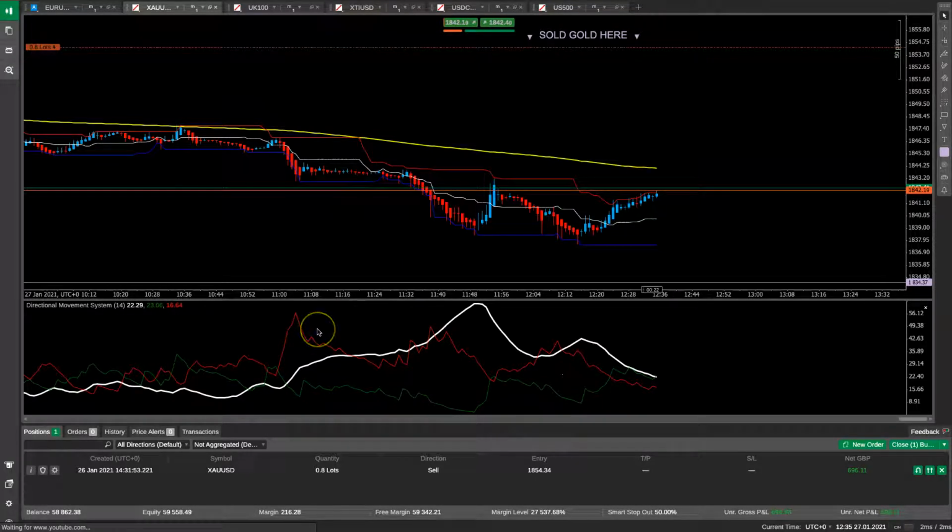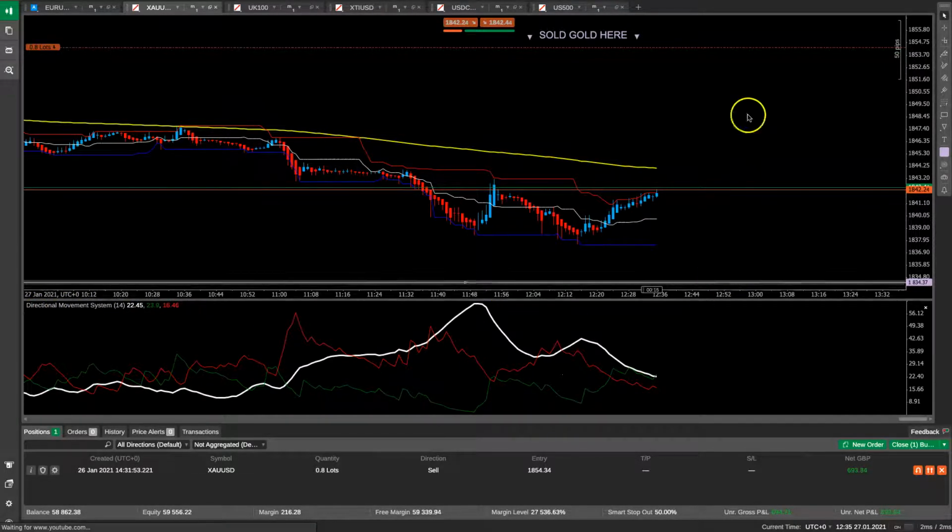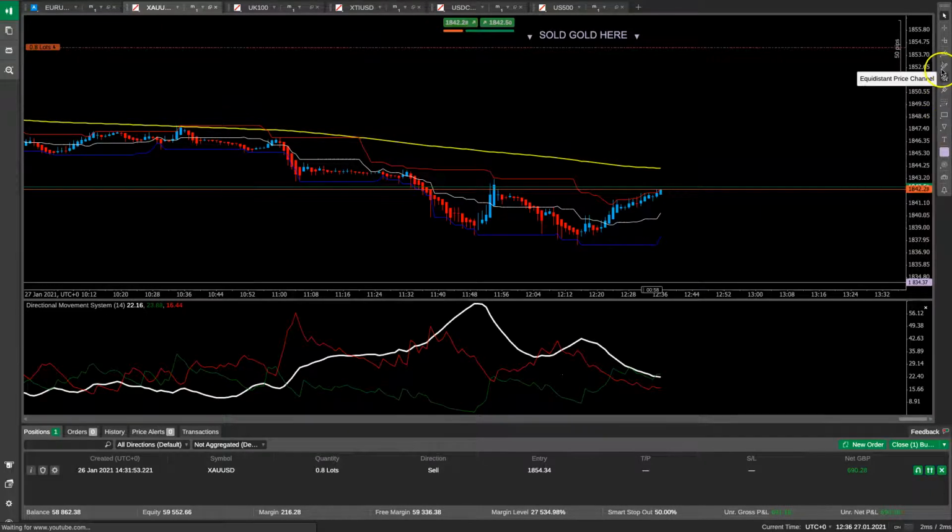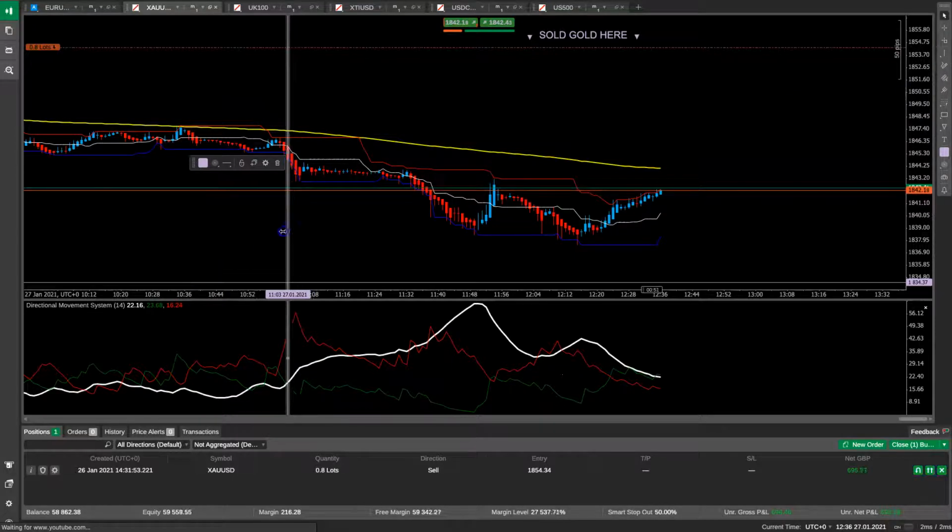But a good method to show you is a directional movement system, or DMS indicator. This whole platform, it obviously is not MT4, it's cTrader, which I find a lot more modern, easier to use and a lot clearer. It's really good. So with this indicator, let's just put on a vertical line there.